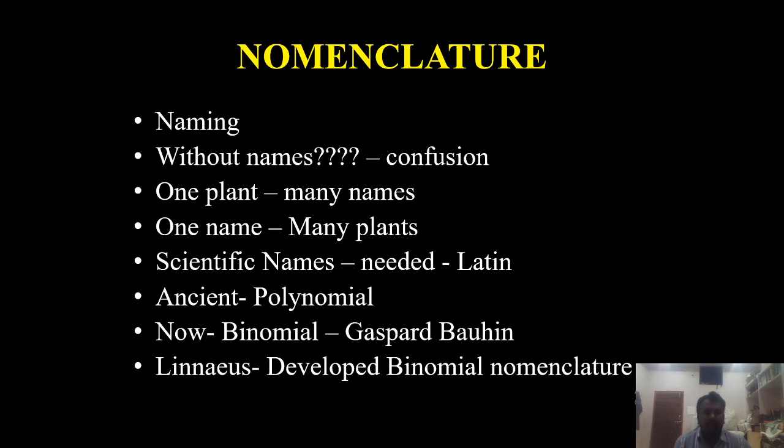Like that, there is one name, like Bala, which is used to call many species of Sida. Hence, for each and every plant there should be one name. Such a name is called a scientific name. All scientific names are in Latin.